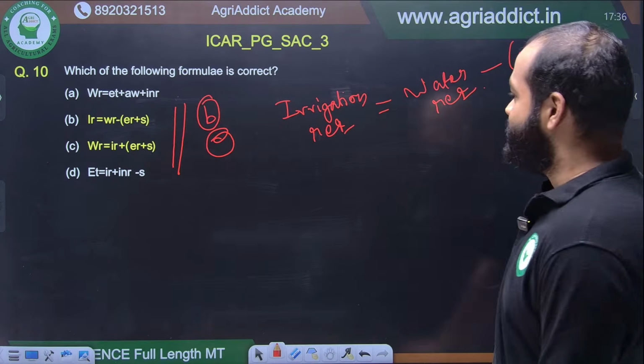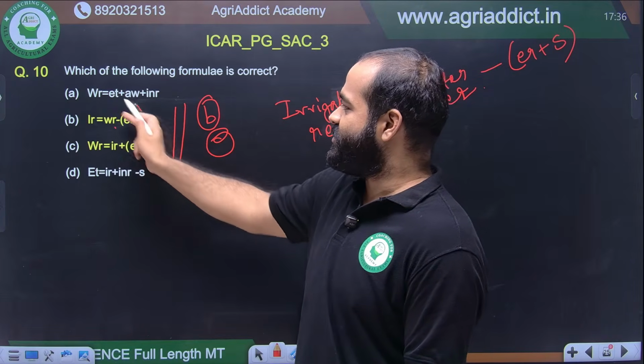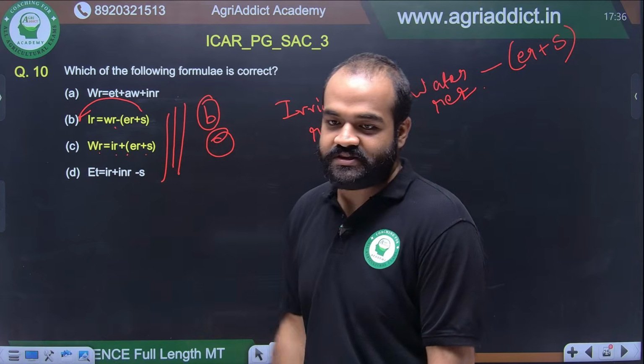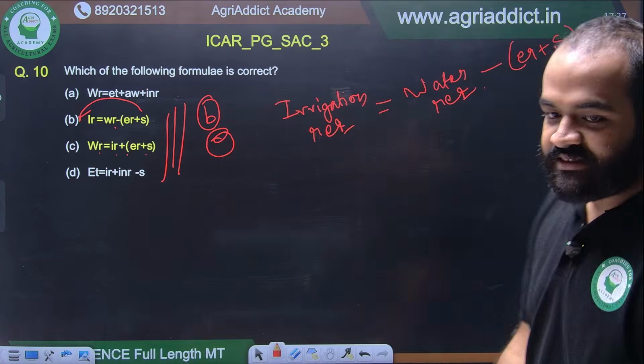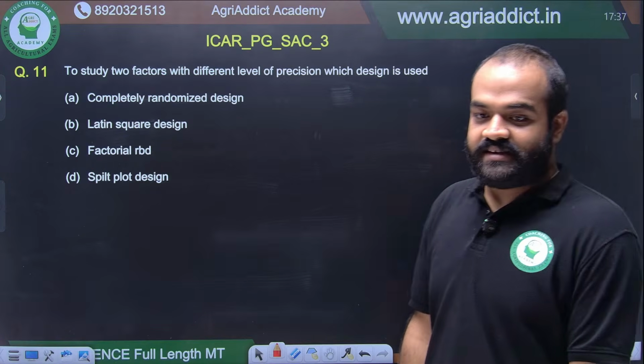All right. इसी इक्वेशन को उल्टा कर दो, इस WR को इधर रख के इसको इधर लेके चले जाओ. So WR is equal to IR plus ER plus S. So both of these options are correct. If you mark any one of these, that's fine. No problem. Moving on. Now it is a statistics question.